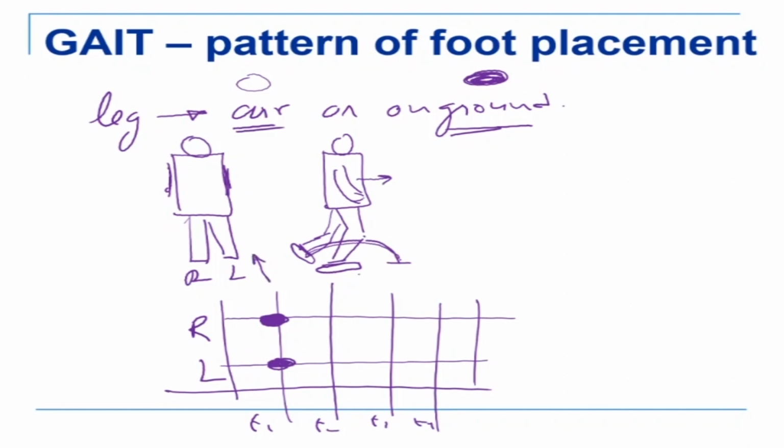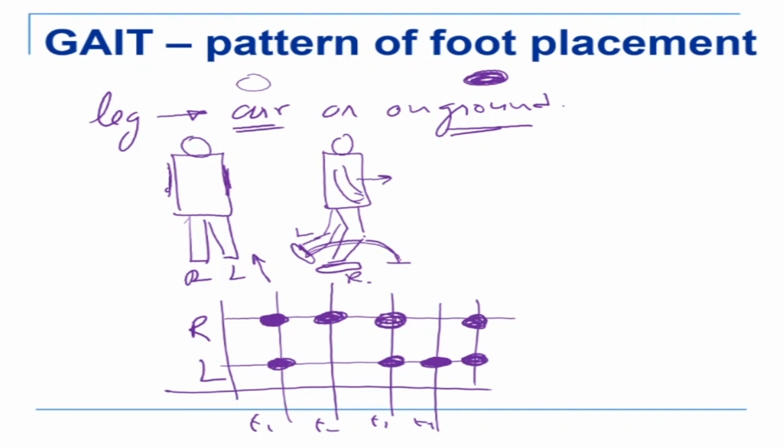Then we come to a one-leg stance. So the right leg is on the ground and the left leg is in the air. The one that is on the ground is marked with a black dot. The one that is in the air is left blank. After this, the next instant will be two legs on the ground. Then it is going to become one leg on the ground, then two legs on the ground. So this is the gait for a biped.